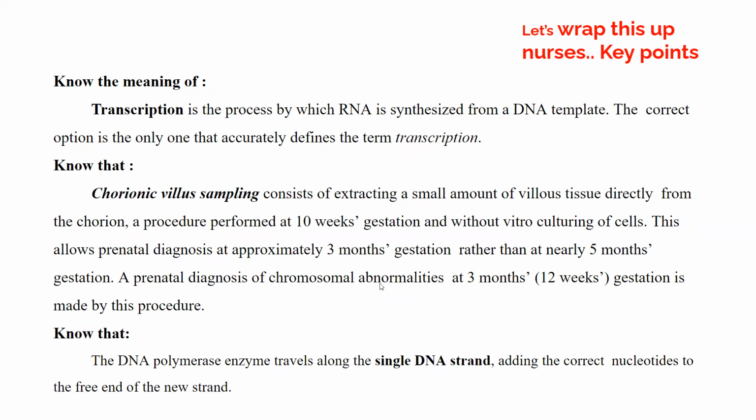And know that the DNA polymerase enzyme travels along the single DNA strand, adding the correct nucleotides to the free end of the new strand. In chorionic villus sampling, a small amount of villus tissue is extracted directly from the chorion. This procedure is usually done at the 10th week of gestation, and it allows clinicians to diagnose at approximately 3 months of gestation rather than 5 months, and to detect chromosomal abnormalities.